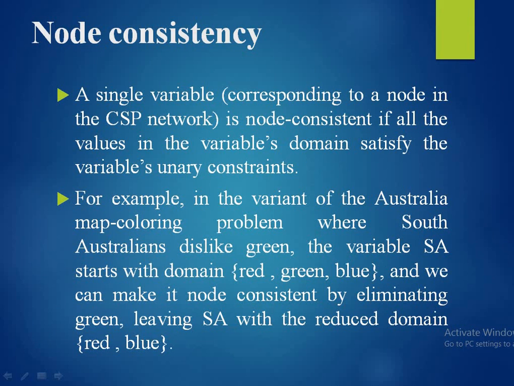A single variable, corresponding to a node in the CSP network, is node consistent if all the values in the variable's domain satisfy the variable's unary constraints. For example, in the variant of the Australia map coloring problem where South Australians dislike green, the variable SA starts with domain red, green, blue, and we can make it node consistent by eliminating green, leaving SA with the reduced domain red, blue. Here we eliminated green.